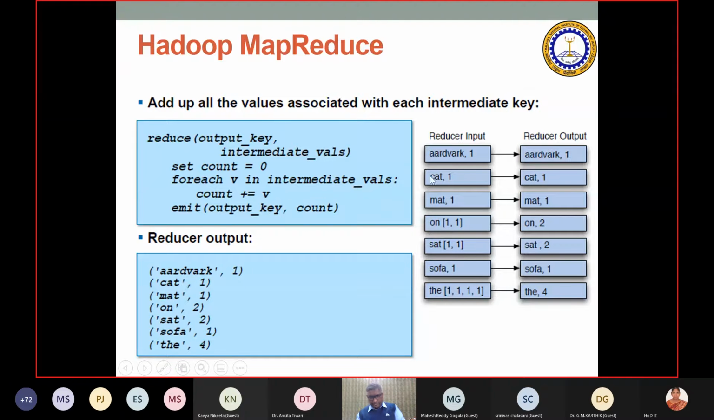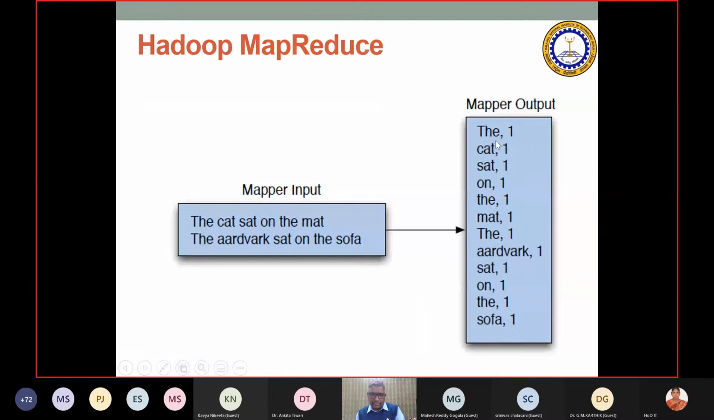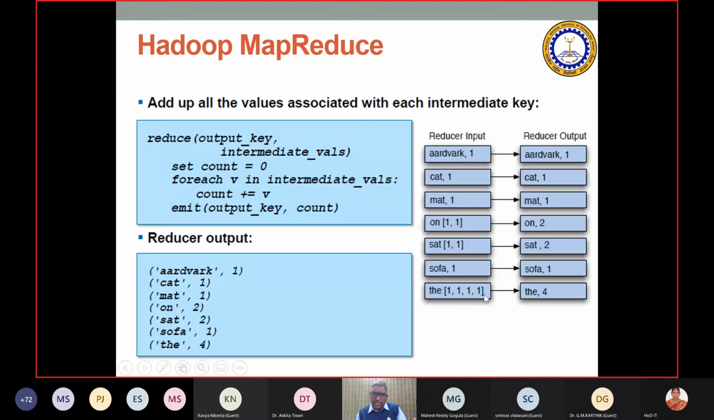It started with A and C, then M, then O, then S, then S, then T. SA and then SO, then T. So the ascending order. And then the numbers, how many times they appear. Okay. And then the lowercase and uppercase is also changed. It is similar. So uppercase and lowercase are considered to be the same.